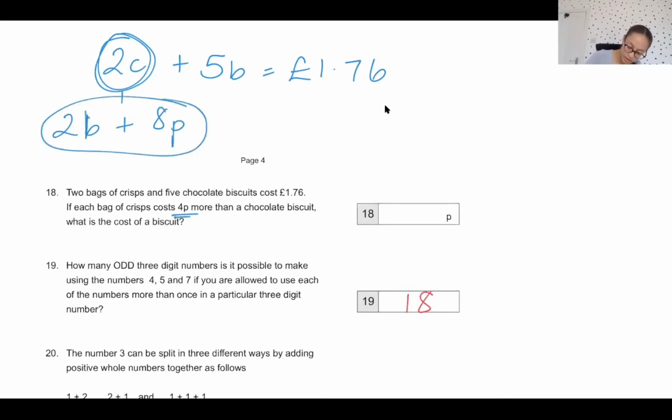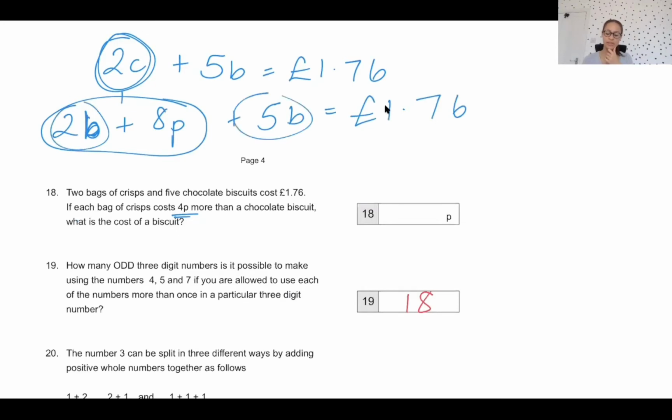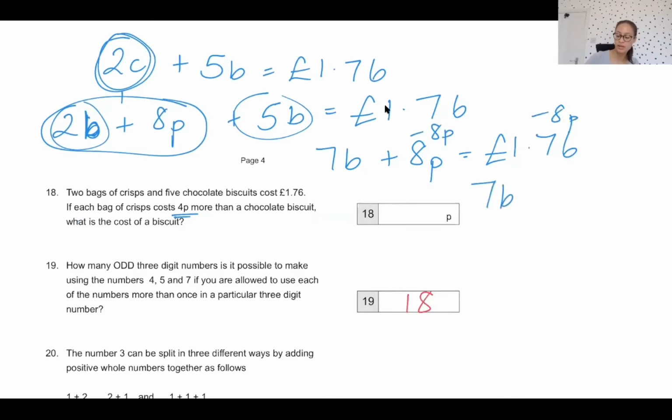So that is now that. That looks like a 6, but it is a B. Okay. 2B plus 5 biscuits equals £1.76. And then I put the biscuits together. I've got 2 biscuits here, 5 biscuits there. So I have 7 biscuits plus 8 pence equals £1.76. So if I take the 8p away from each side, I get 7 biscuits equal £1.68. Now stop me if that's too much.